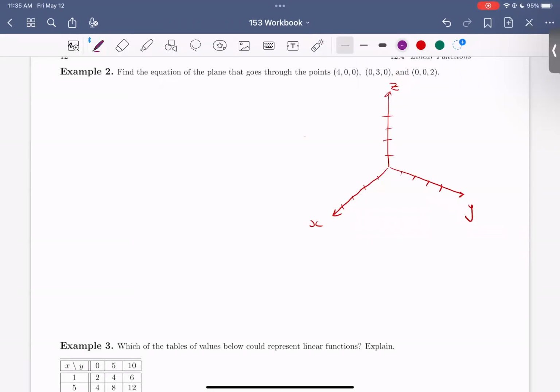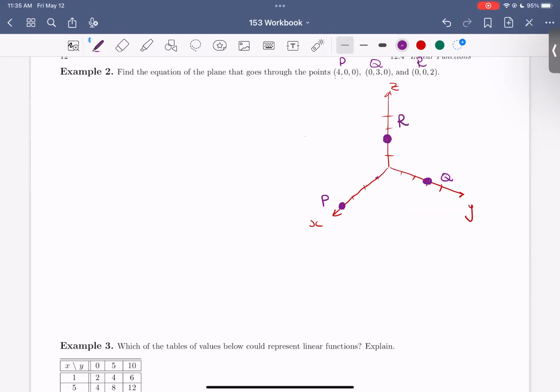That first point, (4, 0, 0): we're going to move 4 along the x-axis, and then 0 in the y and z. So our point will be right here. We can call that point P. Now (0, 3, 0): I'm not moving at all in the x direction, then I move 3 along the y and 0 along the z. So my point will be right here. I'll call that Q. My final point has 0 in the x and y direction, so I don't move in any direction there, but then I go up 2. This will be my point R.